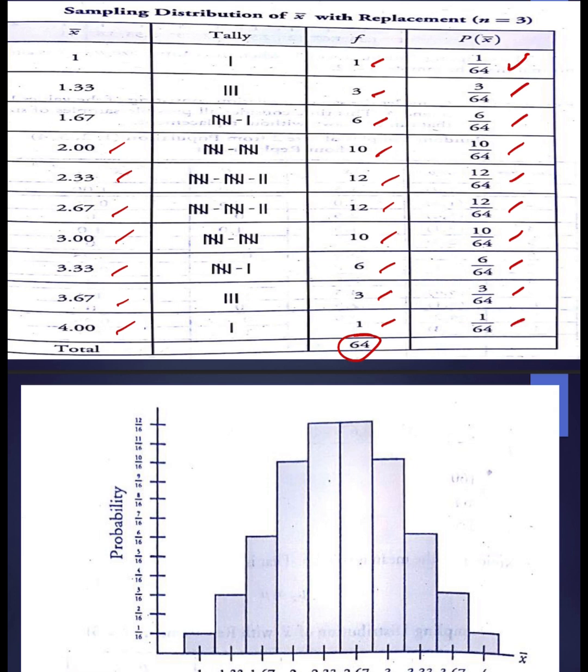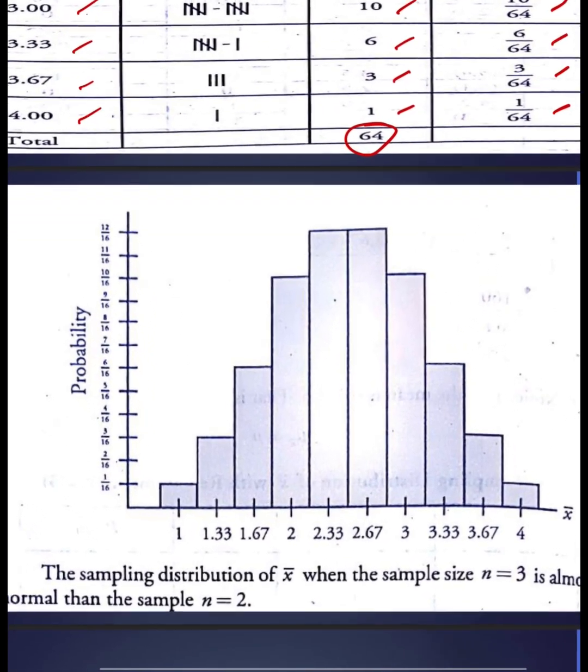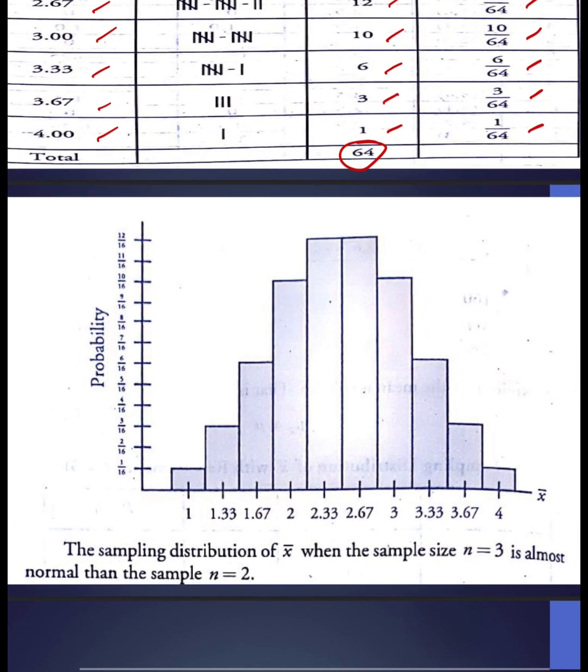And as you can see, the probability histogram looks like this. Meaning, the sampling distribution of the mean when the sample size n is equal to 3 is closer to normal than when n is equal to 2. In general, as n increases, the sampling distribution of the mean approaches a perfect normal curve. And that is the main idea of the central limit theorem.